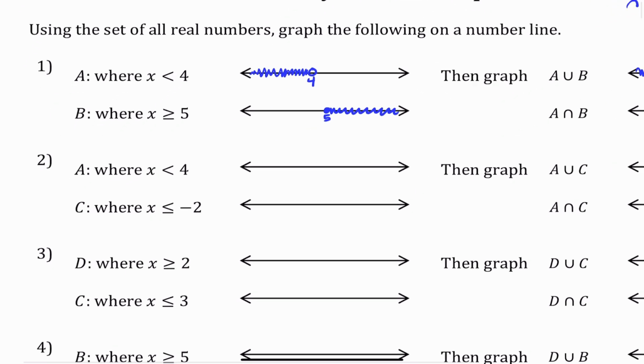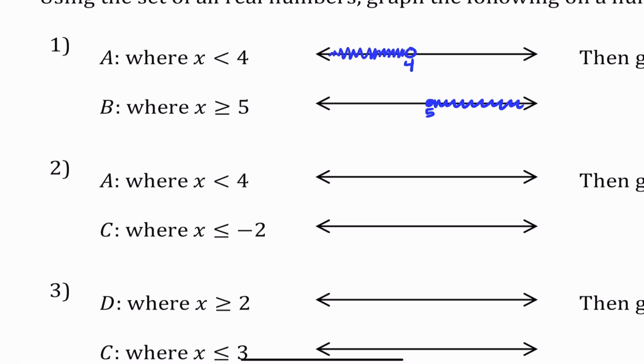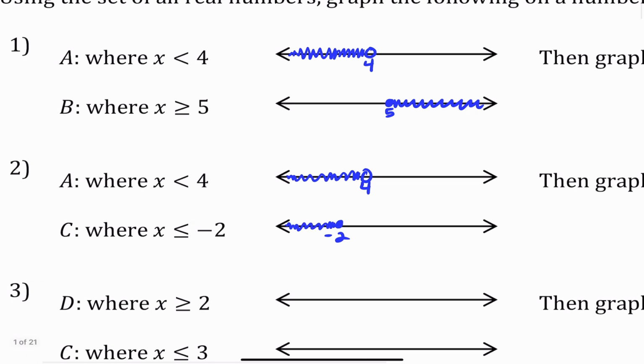Okay, let's take a look at number 2. So I have x is less than 4, basically the same thing that we had for 1. This time we have x is less than or equal to negative 2. So that would be right here on the number line. I'm going to give it a closed dot because it's less than or equal to, and I am going to be shading to the left.